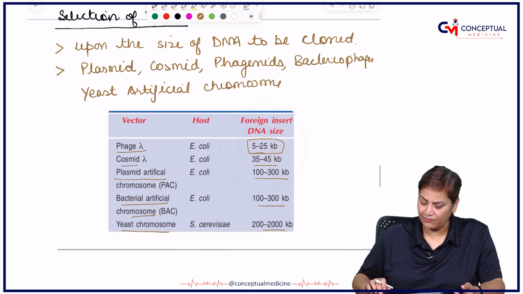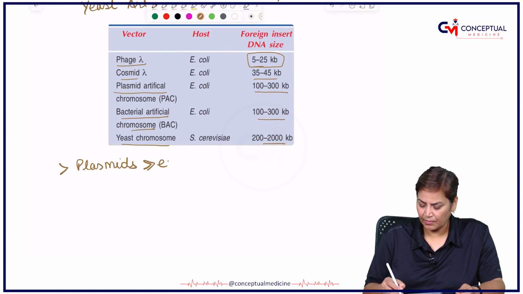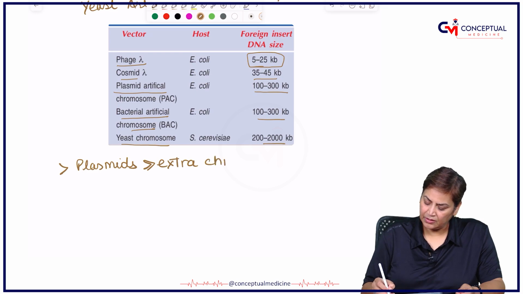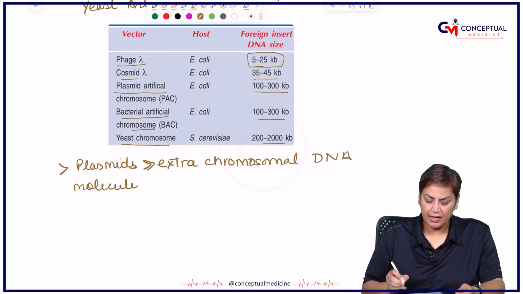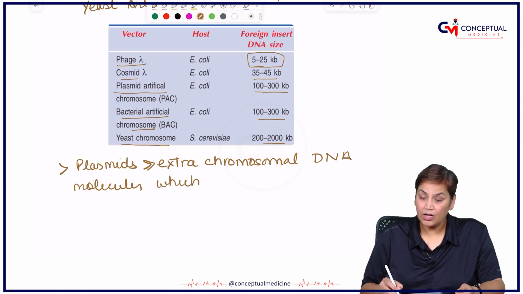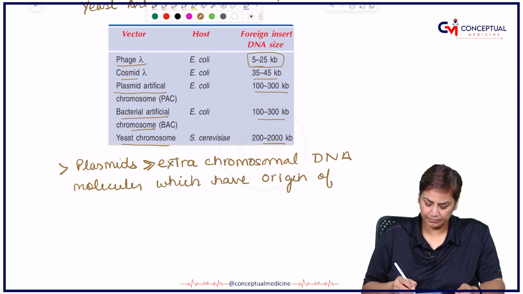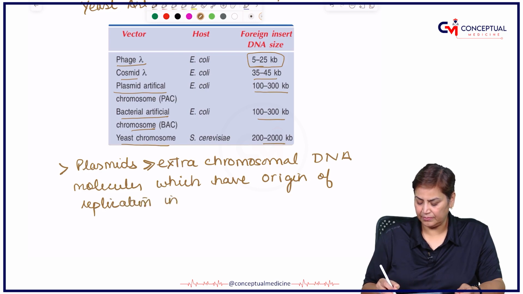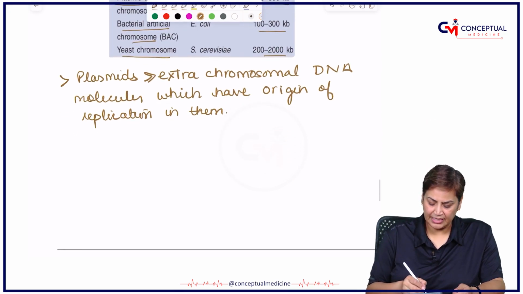And what are plasmids? Plasmids are simply extra chromosomal DNA molecules which have origin of replication in them. This is important. Very important. Okay. Now there are two examples of plasmids.